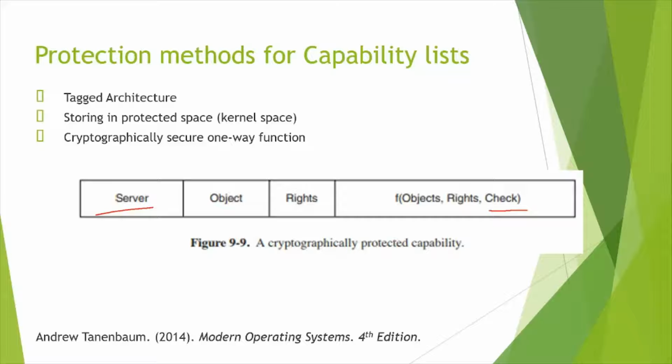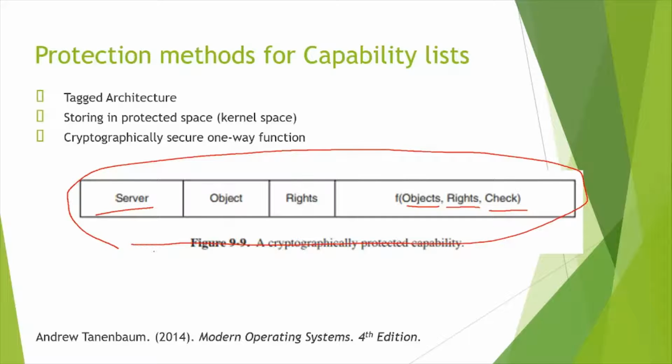And it's essentially creating a one-way function that encrypts the object identifier as well as the access rights with the check key that's generated. So a copy of this whole capability is given to the user or the process and can be used as a token. So they can give it to someone else to use, or they can use it themselves, but they cannot tamper with the permission unless they know this check key.